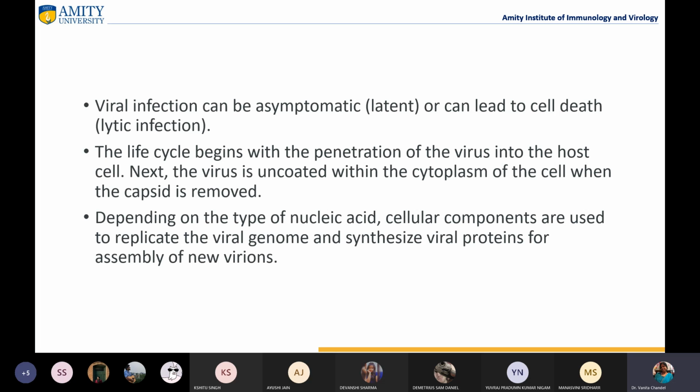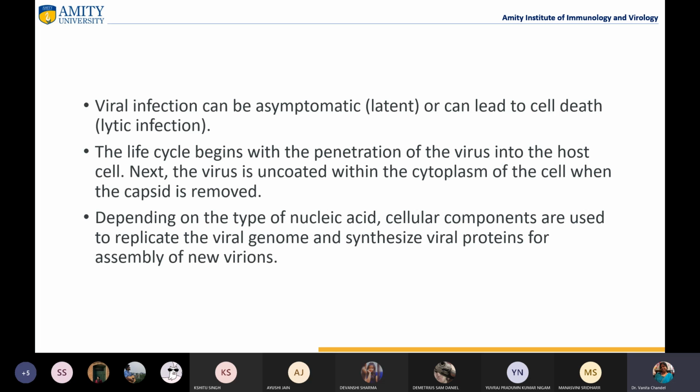So viral infection, we know, can be asymptomatic, or it can lead to cell death, or it could be a latent infection, right? Latent infection means it is asymptomatic, even in plants. So it is not causing much loss. It is there in the plant, but not many symptoms are being produced. So we call it a latent infection. Many viruses are latent.